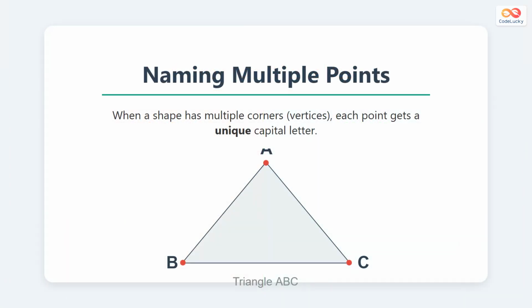In geometry, we often deal with shapes that have multiple corners or vertices. Each corner is a point. When naming them, we give each one a unique capital letter. For example, in this triangle, the three corners are named A, B, and C. This allows us to refer to the triangle as triangle ABC.